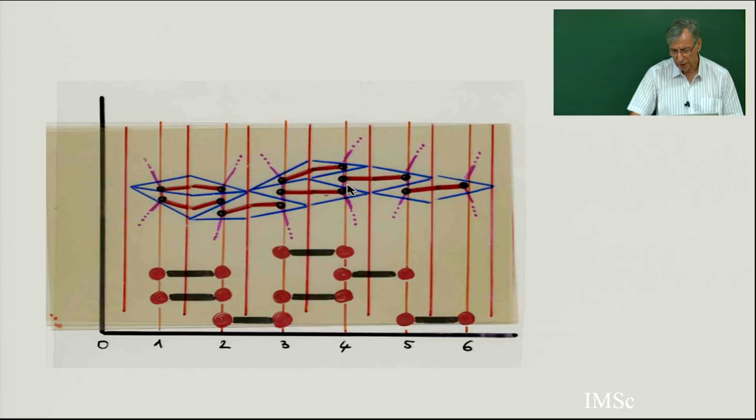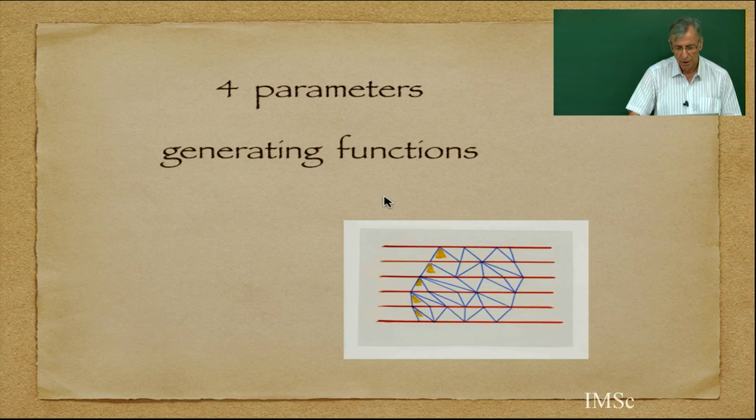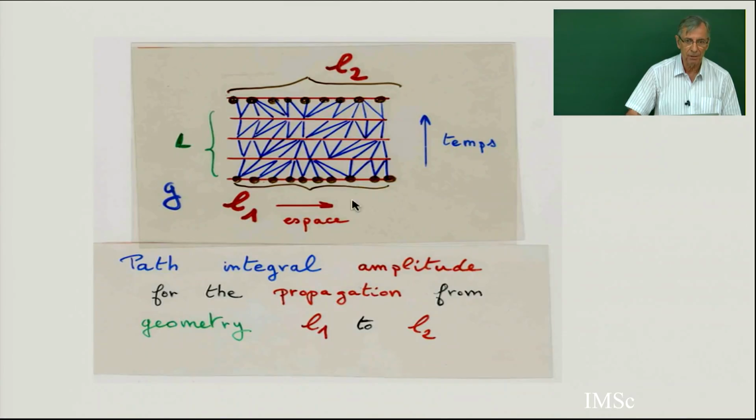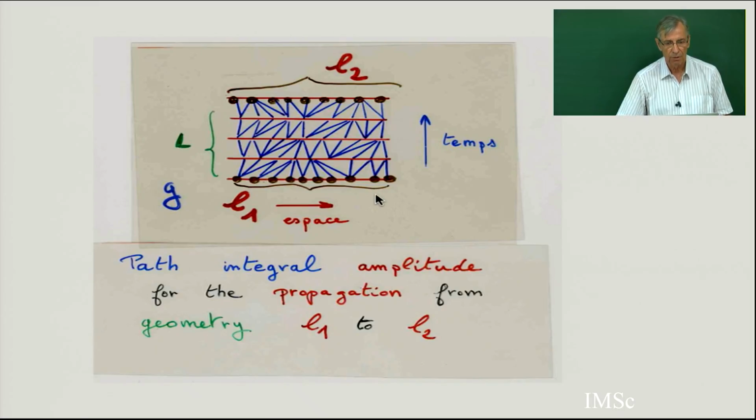So now I can get my generating function. My 4-parameter generating function for this kind of Lorentzian triangulation. What does 4-parameter mean? You have to count such Lorentzian triangulations with the parameters: number of points on the bottom line for t equals 0, number of points at the upper line, number of triangles, and number of strips.